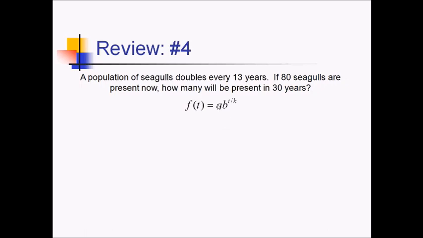For my A value, that's the number of seagulls I'm starting with. That's going to be 80. My b value, my growth factor, I'm doubling, so that means 2 is what we're multiplying by. And then we're going to have t over a k value of 13, because 13 is how long it takes for me to actually multiply by 2. So there's our setup. Now we just have to figure out how many seagulls we'll have in 30 years, so we'll just plug 30 in for t. And let's do that on the calculator.